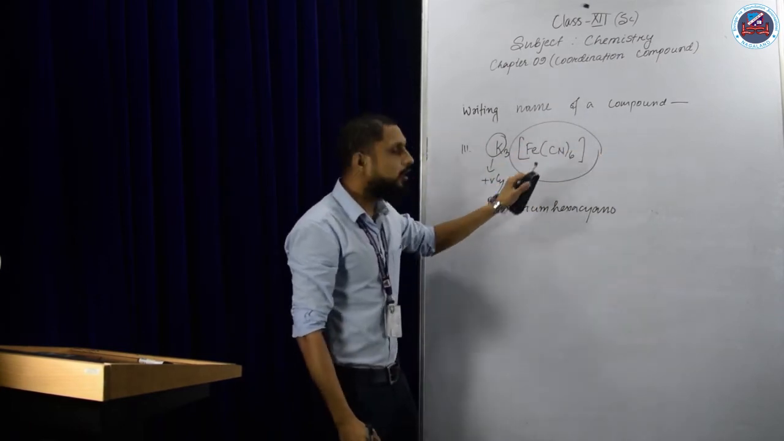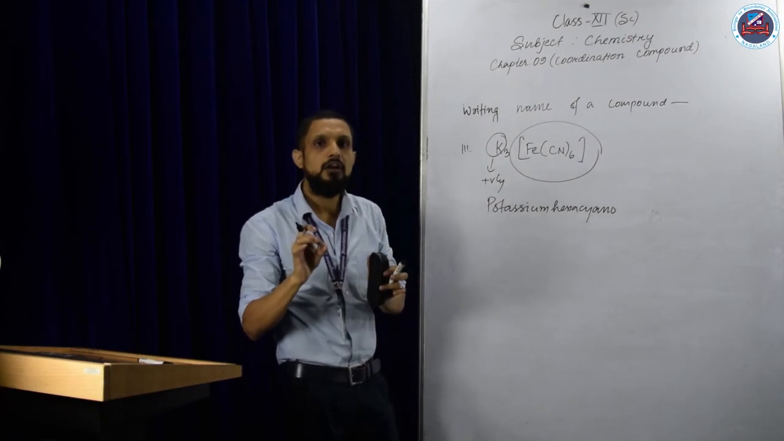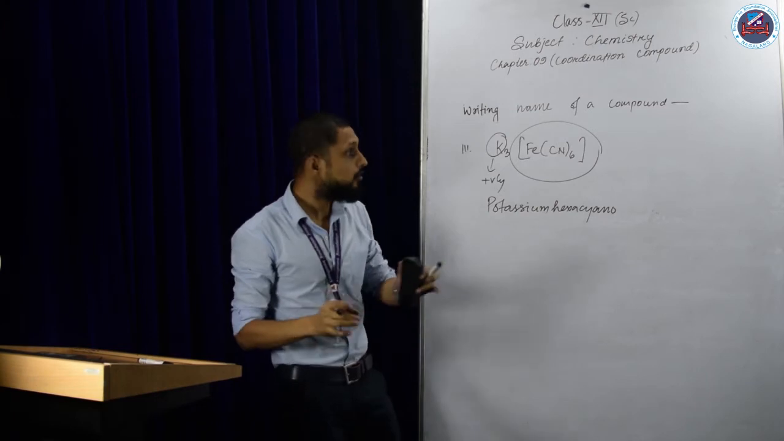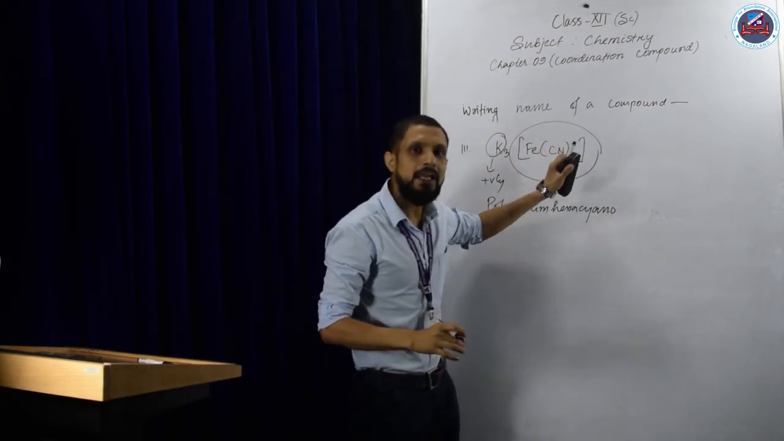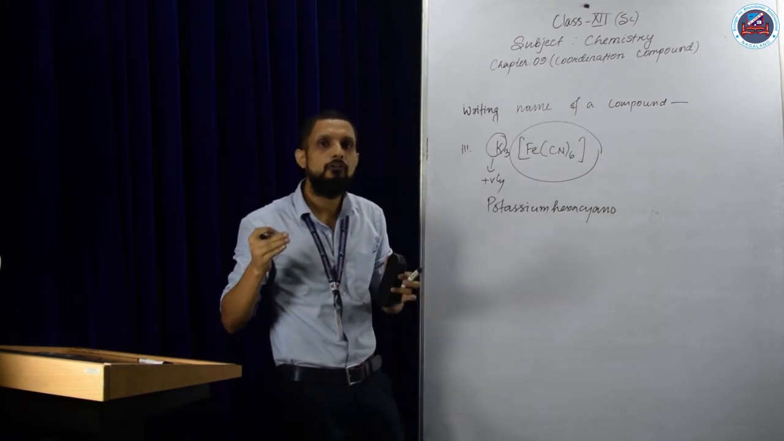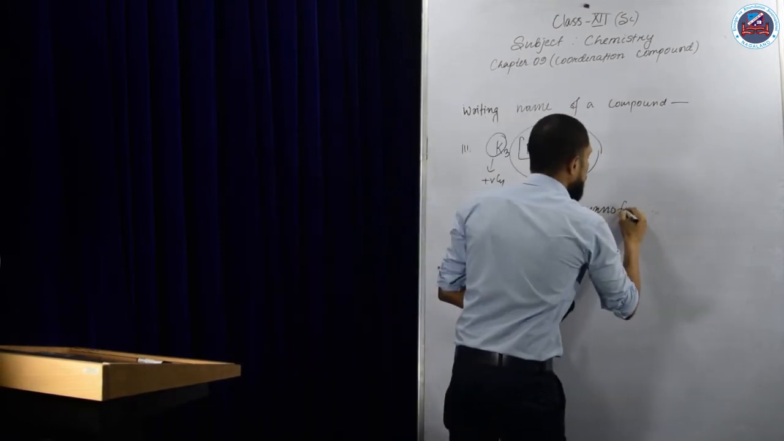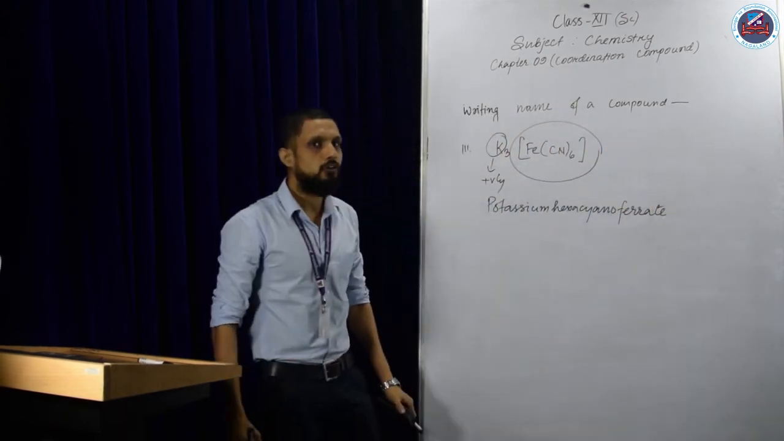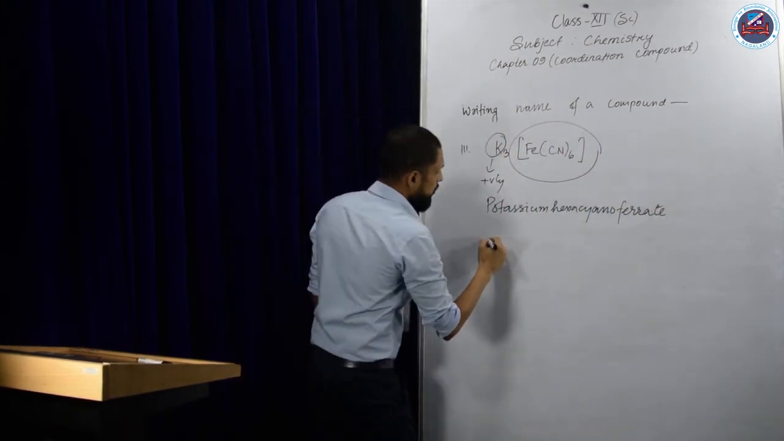Next. Counter ion is positive, coordination entity is negative. So Fe, instead of iron, will use the name ferrite. Now why ferrite? Because for anionic complex, iron is written as ferrate, ferrite.